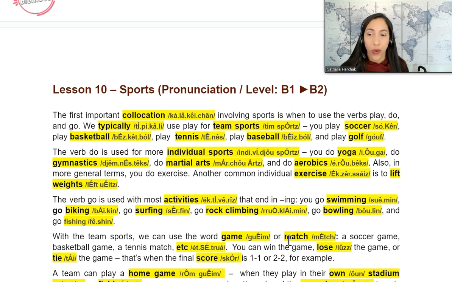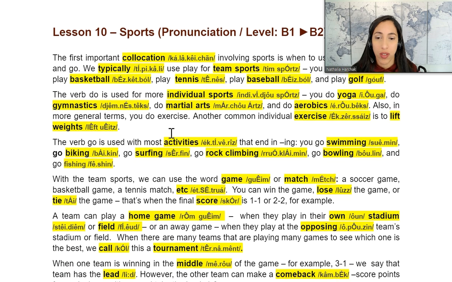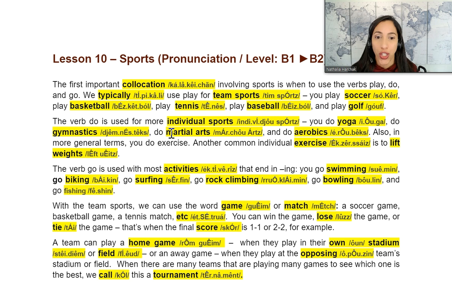Now, we're going to focus on pronunciation. I'm not going to read the text again, but I would like you to pay attention to how I pronounce each of these words here. Listen. Collocation, collocation. Typically, typically. Team sports, team sports. Soccer, soccer. Basketball, basketball. Tennis, tennis. Baseball, baseball. Golf, golf. Individual sports, individual sports. Yoga, yoga.